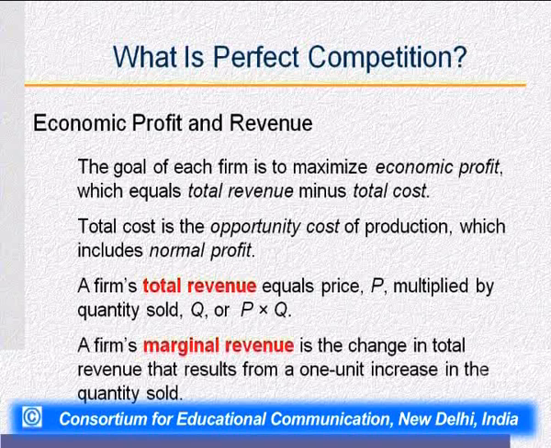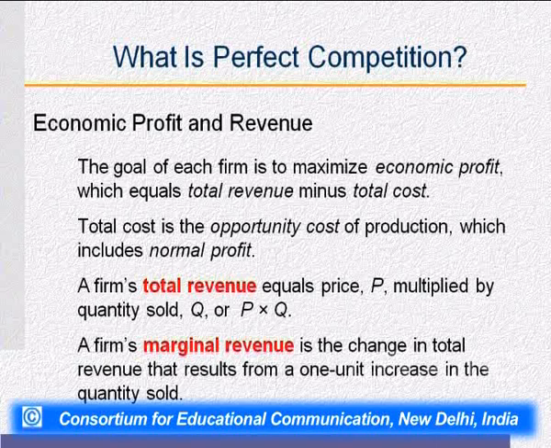And a firm's marginal revenue is the change in total revenue that results from a one unit increase in the quantity sold. We discussed the factors of total revenue and marginal revenue in previous lectures, where we discussed the income elasticity approach and the price elasticity approach. What is the meaning of total revenue? Viewers can recall utility analysis, where total utility increases when you consume an additional unit, but the marginal utility diminishes, which is the law of diminishing marginal utility, which we discussed in previous lectures.